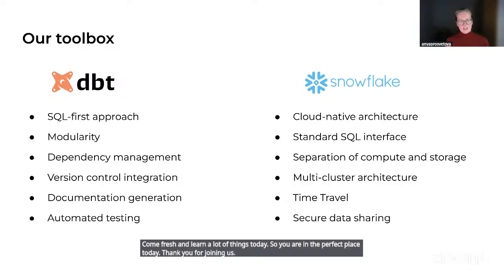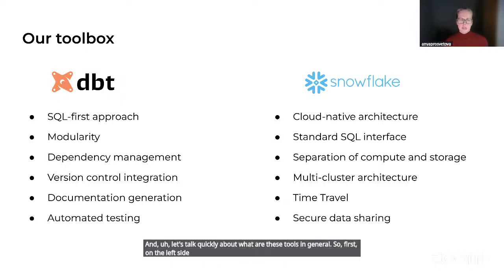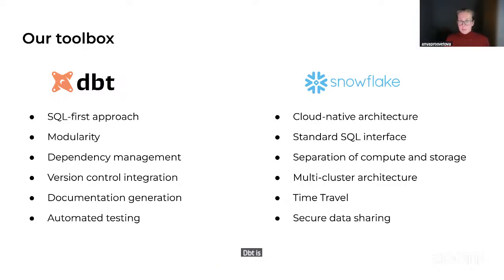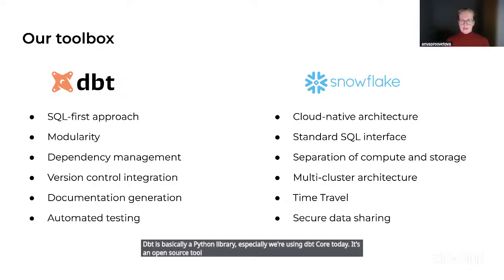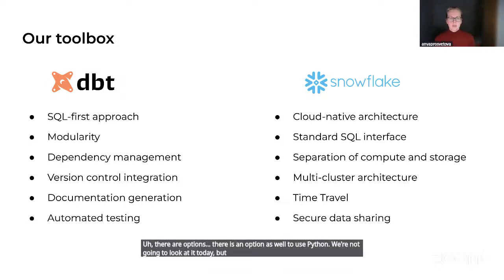And let's talk quickly about what these tools are in general. So first, on the left side, is dbt. dbt is basically a Python library, and we're using dbt Core today. It's an open source tool that helps you to build your data transformation pipelines using SQL. There is an option as well to use Python. We're not going to look at it today, but just so you know.